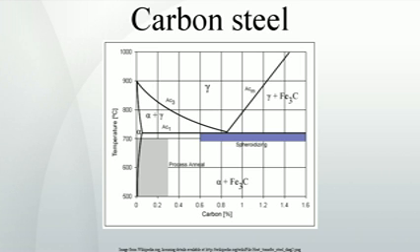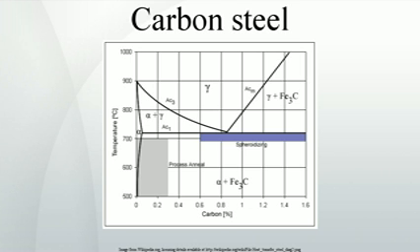Isothermal annealing. It is a process in which hypoeutectoid steel is heated above the upper critical temperature and this temperature is maintained for a time, and then the temperature is brought down below the lower critical temperature and is again maintained. Then finally it is cooled to room temperature. This method rids any temperature gradient.